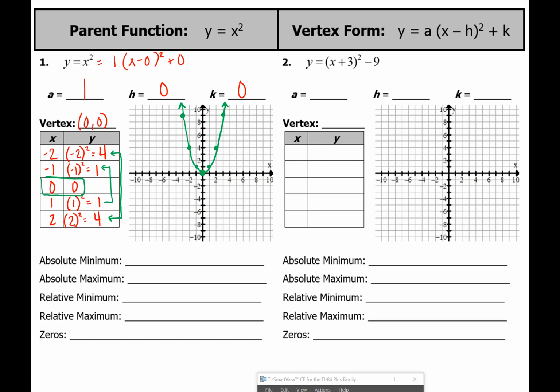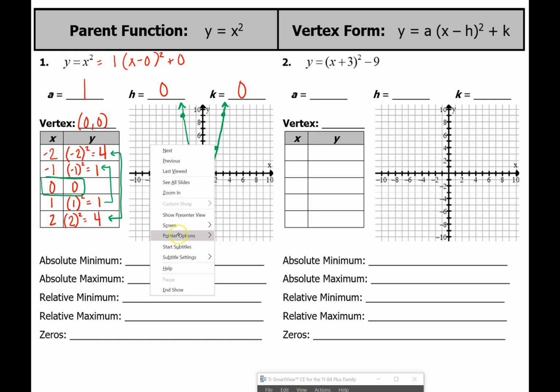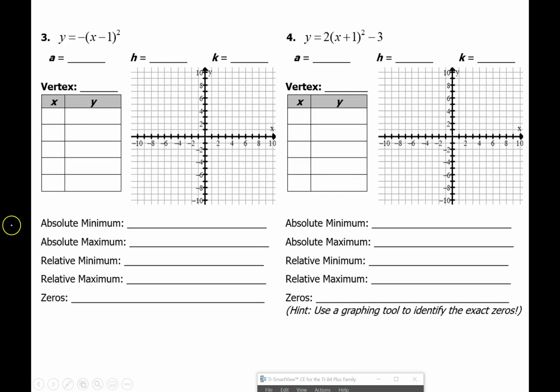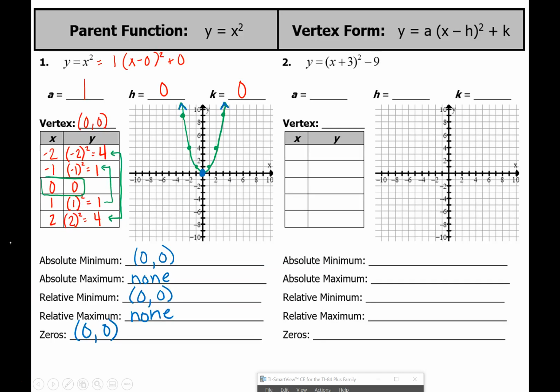So let's talk about characteristics now. An absolute minimum is the very lowest point on the graph. So this one has an absolute minimum at its vertex, which is 0, 0. Absolute max is the very highest point, but this one's end behavior goes up forever on both sides. There is no highest point, so there's no absolute maximum. A relative minimum is a turning point that's relatively low, so that's just our vertex again, because it changes from decreasing to increasing. There's no relative maximum because there's no hill where it changes directions from increasing to decreasing. And then the zeros are just the x-intercepts, and this one only has 1 here at the vertex, so the zeros are 0, 0.